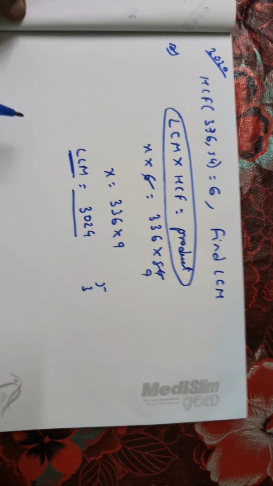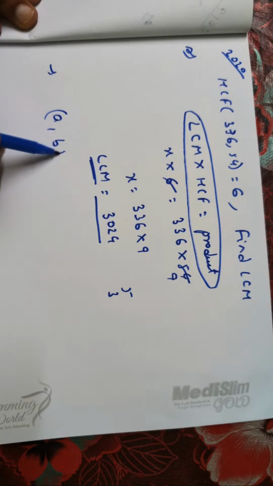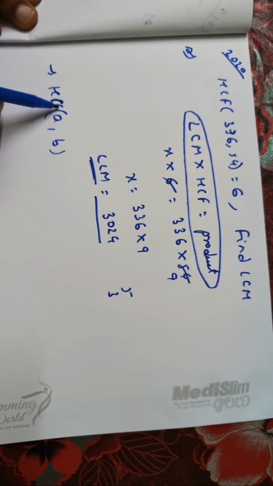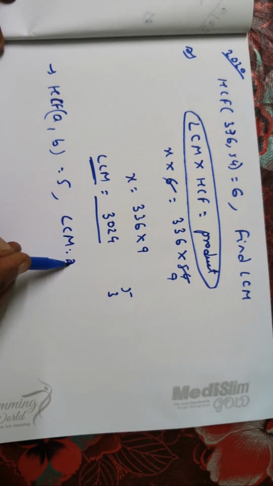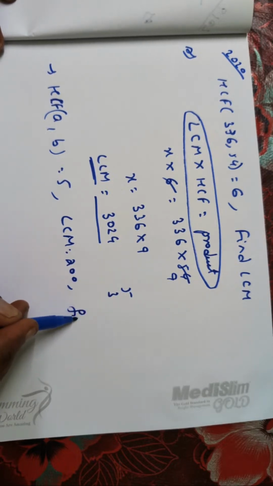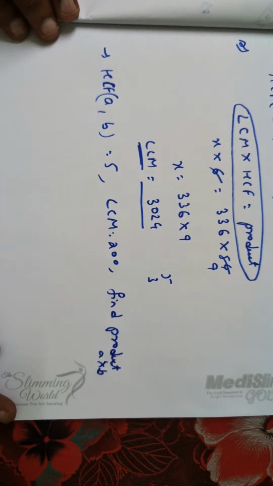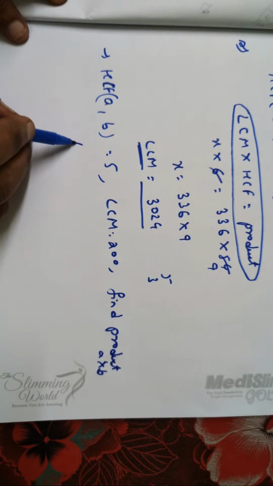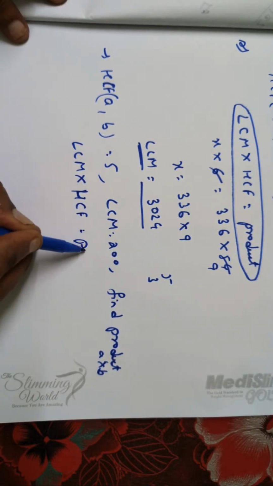They ask one more question of the same type. They're saying A and B are numbers and the HCF is 5. LCM they have given as 200. They're asking to find the product, that is A into B. Let's see how to solve. Same concept, LCM into HCF equal to product.